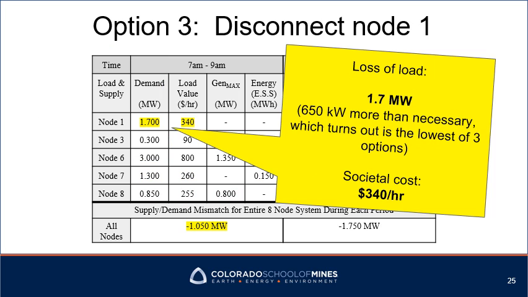So the third option turns out to be the solution, and it is disconnecting node 1. Loss of load 1.7 megawatts, only 650 kilowatts more than necessary. At this point, that is the least value, going over the supply-demand mismatch of 1.05 megawatts, and this would be a societal cost of $340 per hour.